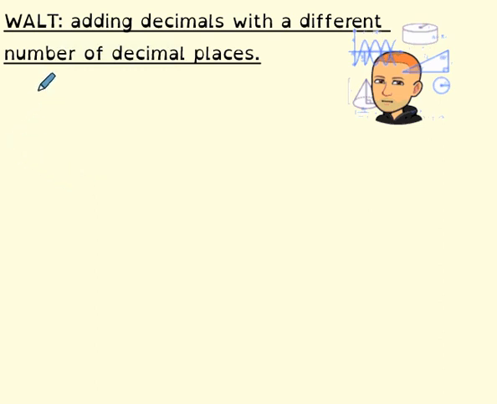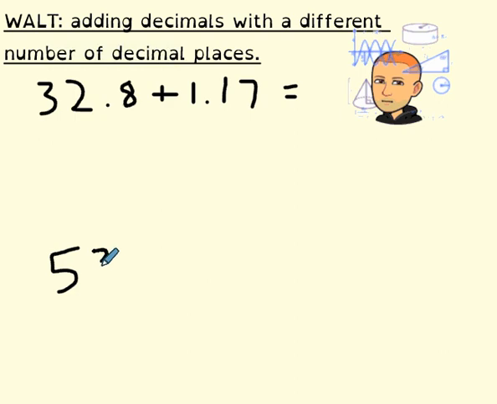Think about what I've just said about lining up the digits and lining up the decimal points. I am going to ask you to add these two together. So you've got 32.8 and 1.17, and you've also got 534 add 5.34.